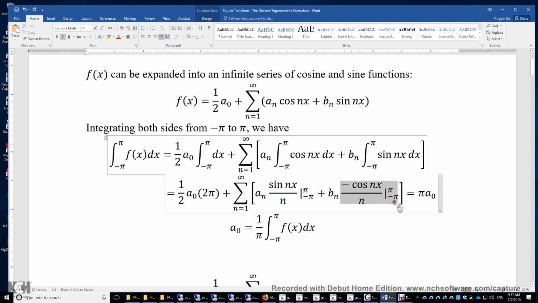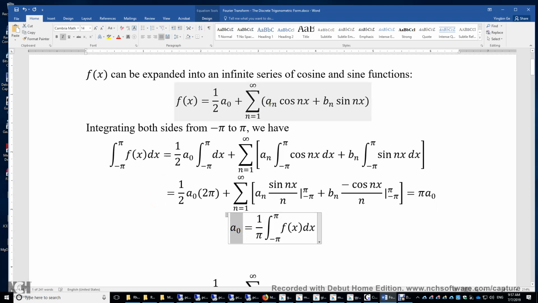And over here, this integral value is also 0 because cosine functions are even functions. So if you have cosine n pi, it equals cosine negative n pi. Therefore, if you plug in the lower limit and upper limit, you get the same value. They cancel, and therefore this entire infinite series equals 0. And then we have only one non-zero term, and then you have a naught equals 1 over pi times the integral of f(x) from negative pi to pi. So now we determined the expression of a naught.